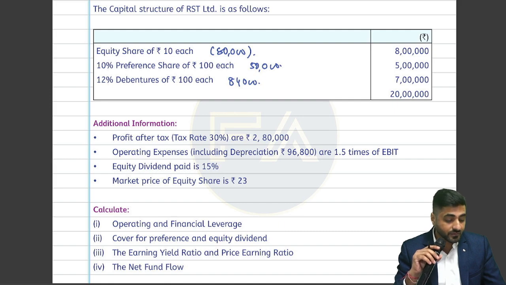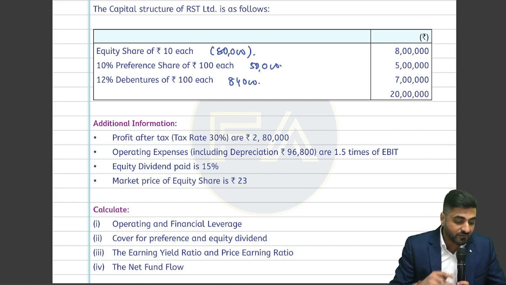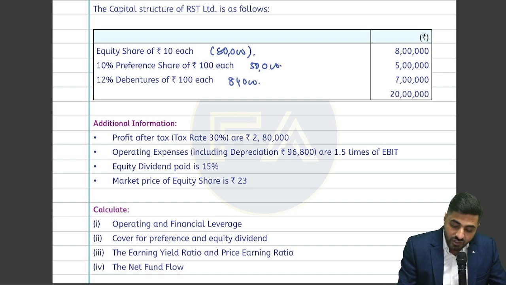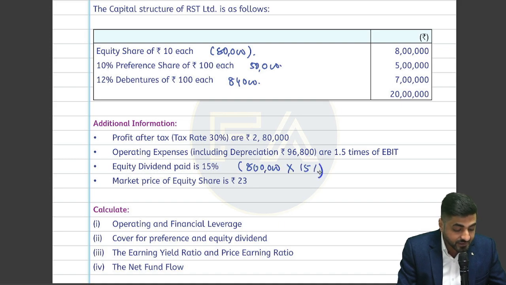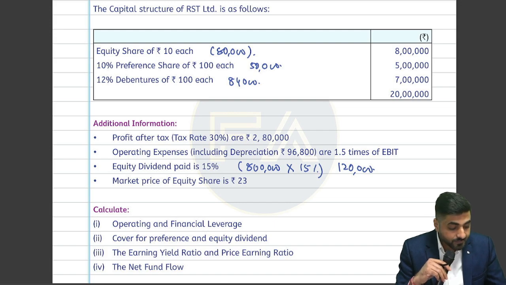Yes, sir. And then you are also having your operating expense, your depreciation, beta, 96, and which is nothing but 1.5 times of your EBIT. Your equity dividend paid is nothing but 15%. But percent on what? It should be 15% on 8 lakhs, whatever is your equity. Take 8 lakhs and multiply that by 15%. Your amount of equity dividend. Okay?